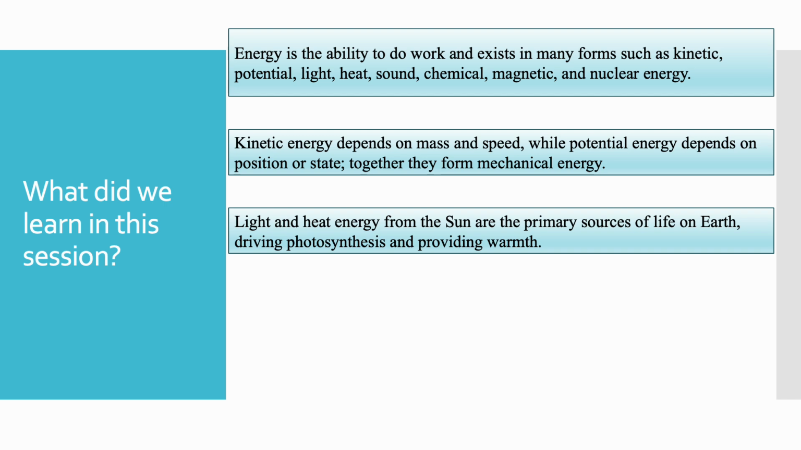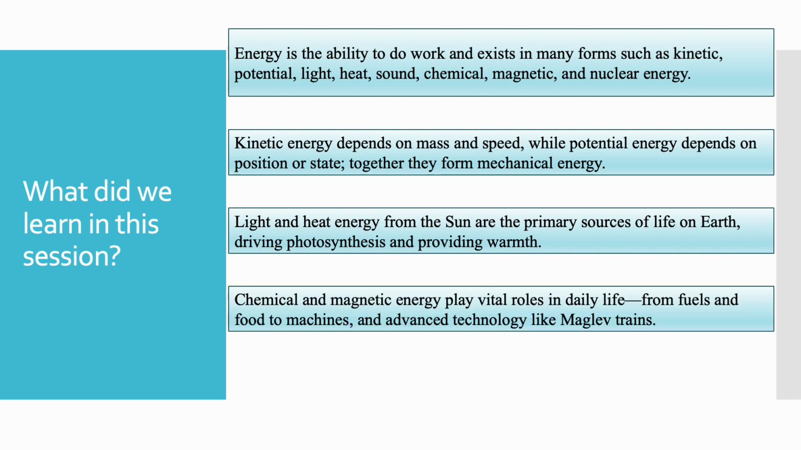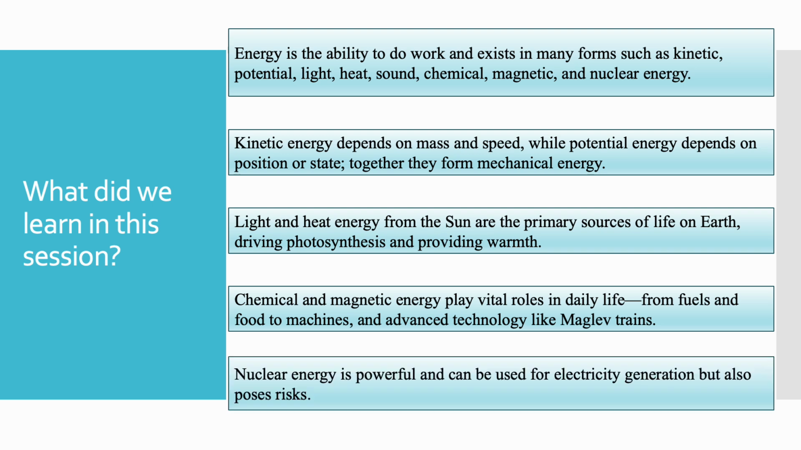Light and heat energy from the sun are the primary sources of life on Earth, driving photosynthesis and providing warmth. Chemical and magnetic energy play vital roles in daily life, from fuels and food to machines and advanced technology like Maglev trains. Nuclear energy is powerful and can be used for electricity generation, but also poses risks.